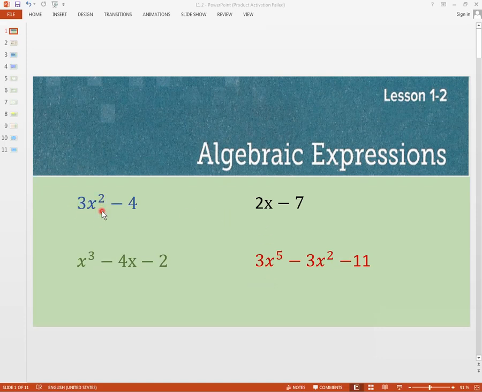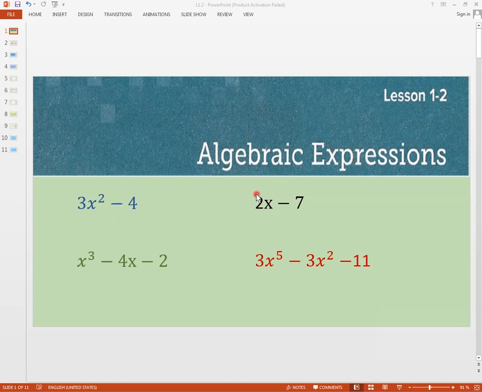Example 1, 3x squared minus 4. It's an algebraic expression. It contains 2 terms. 3x squared is the first term, and 4 is the second term. Between them, you see the minus sign. 3x squared contains a symbol x, and 2 is a power, and 3 is a coefficient.